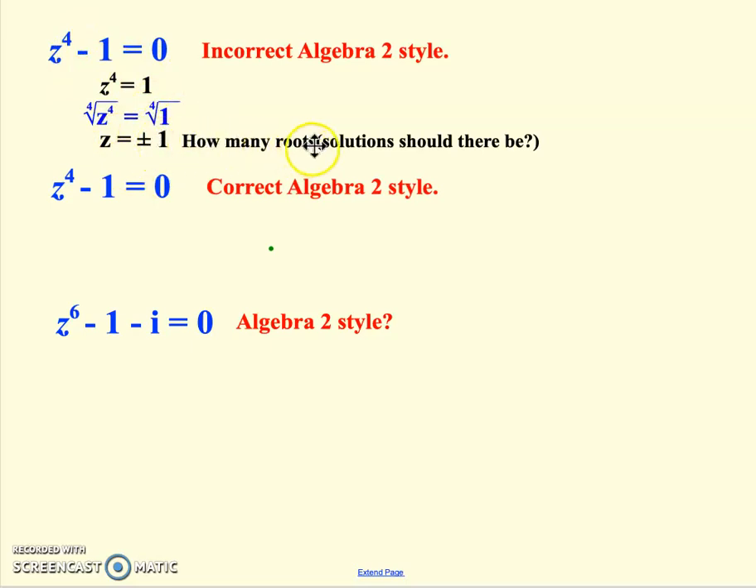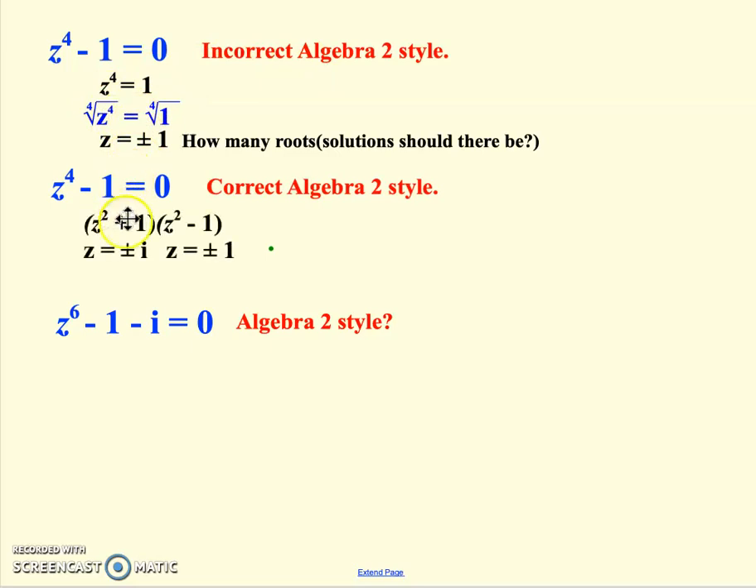But my question here is how many solutions should there be? How many roots should there be? And if it's to the 4th power, I should have 4. And I'm only producing 2. So where are the other 2? Well, because of the method you chose here, you actually lost 2 of your solutions. So that would be an incorrect way of doing it. It actually is an okay way of thinking about it. I'll come back to that in a minute.